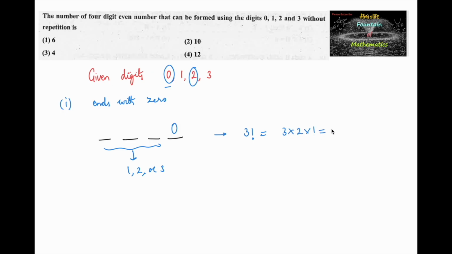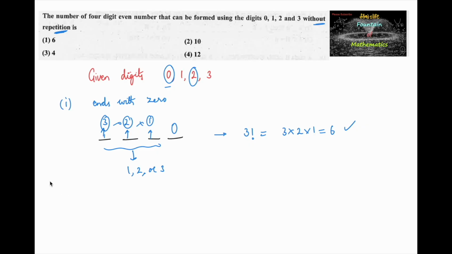Let us consider case 1, a 4-digit number that ends with 0. For the remaining 3 places we can use any of the 3 numbers 1, 2 or 3. So we can arrange them in 3 factorial ways, that is 3 into 2 into 1, which is equal to 6. The first place can be occupied by any of the 3, either 1 or 2 or 3, and then the second has fewer options because it is without repetition. If 1 is fixed here, we have 2 options, and then only one option is left, so 3 into 2 into 1, which is 6.